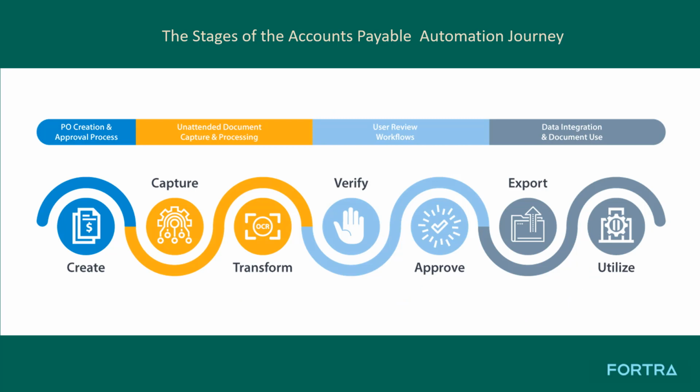And here's another look at the stages of accounts payable automation, what I like to call the AP automation journey, right? We're talking about starting at the capture and then moving to transform, verify, approval, export, and utilize. But if your ERP system does not have the functionality today, we can start the process with our forms package on the front end of this, and create a workflow process in a form to facilitate the PO creation and approval process that can then launch into the whole capture, verify, and approve processes and so on.